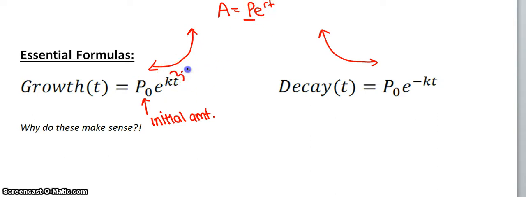I'm showing you both because I believe this is what your book says. But k is really just your r, which is your rate, and t is the same. t is time. Decay is exactly the same, except it's negative kt.